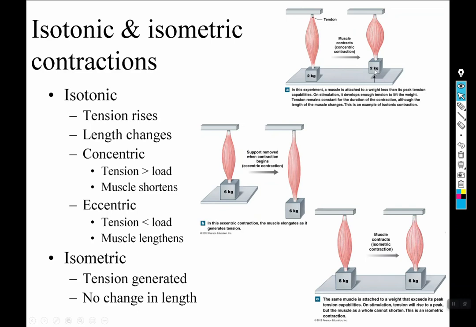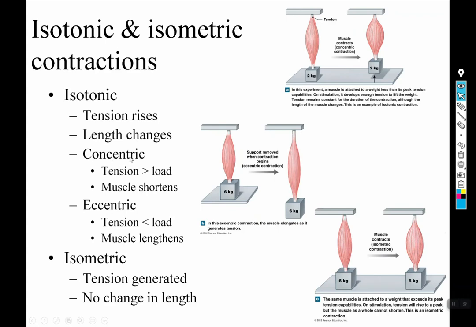So when the tension is greater than the load placed on the muscle, in this case 2 kilograms, we get concentric contraction, which is a physical shortening of the muscle. Eccentric contraction is when you are controlled lowering something. That's when tension is less than load, but you're not completely letting go. So your muscle is still generating tension, but it's doing so while lengthening rather than while getting shorter.